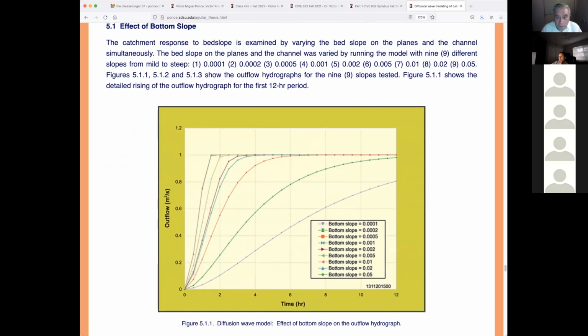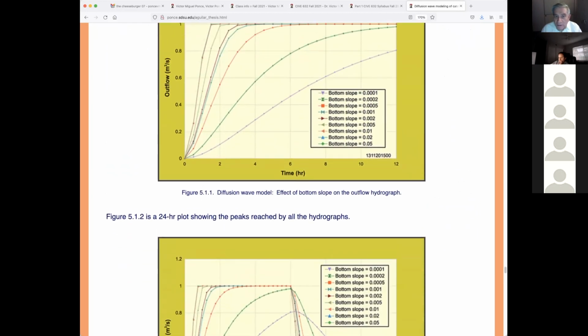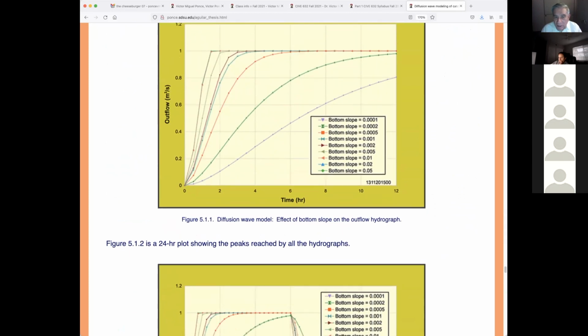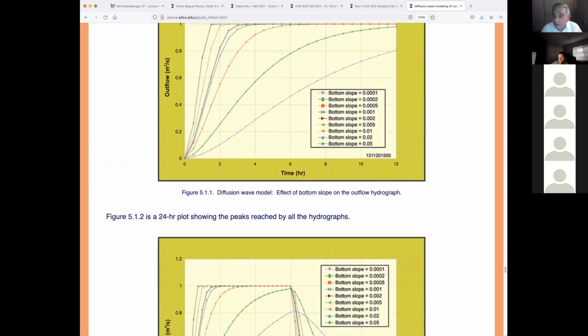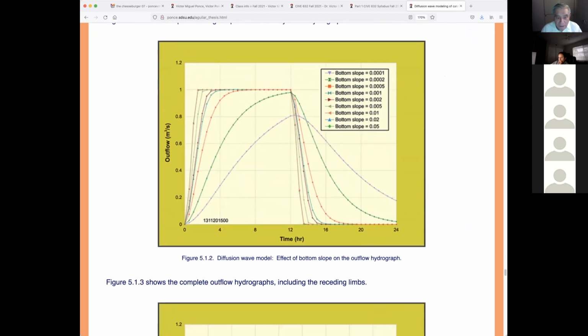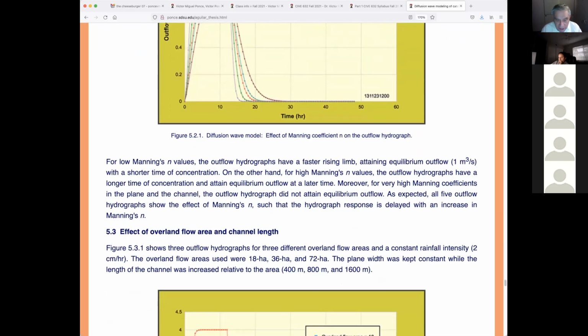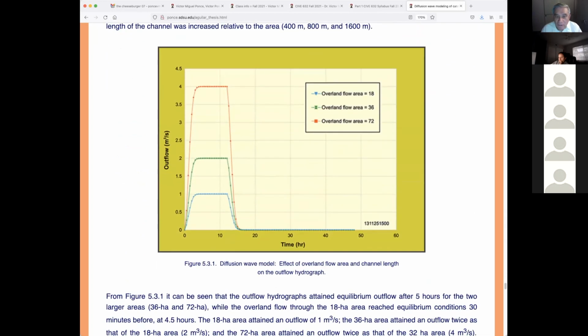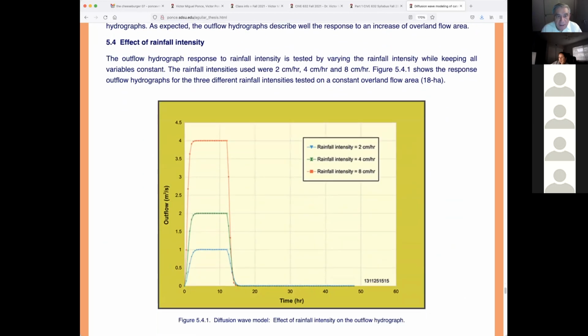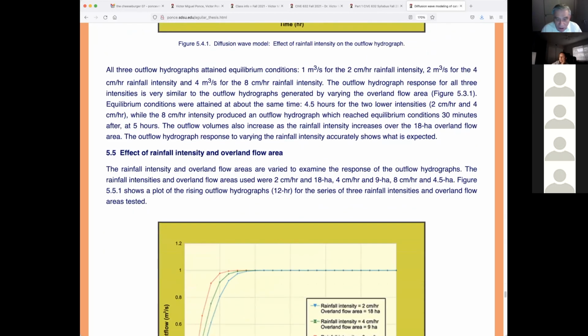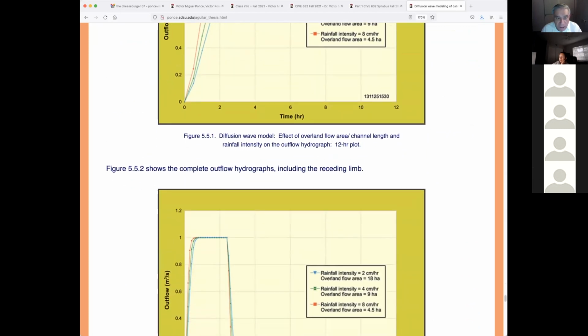Effect of bottom slope. There it is. Look at this. Yeah, look at the bottom slope, how it is extending the diffusion. Okay, so that's it. That's basically the effect of Manning's n. The Manning's n is an effect. Effect of overland flow area and channel length. Effect of rainfall intensity. It's all congruent with everything we have said.